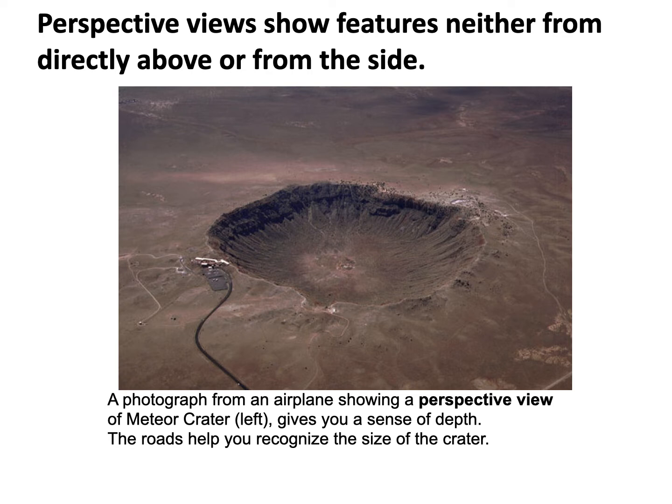What we're looking at here is Meteor Crater, also called Barringer Crater in New Mexico. This image is a photograph from an airplane that shows a perspective view of the crater. It's not taken from directly above or directly from the side. Some useful aspects of a perspective view is that it gives you a sense of the depth of the crater, and it shows objects that give you some sense of scale, such as you can sort of see the paved road in black and parking lot, and there's a few cars there looking very, very small.